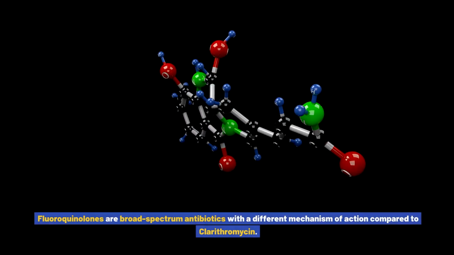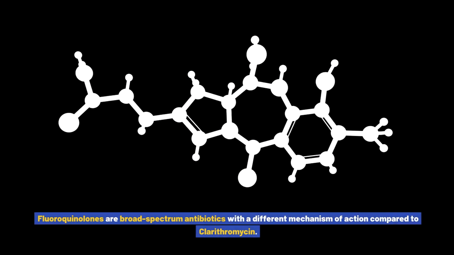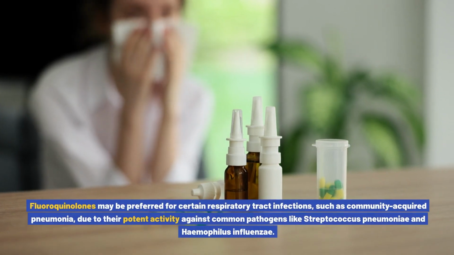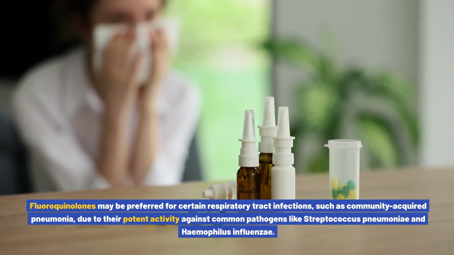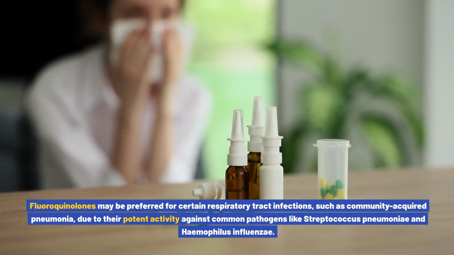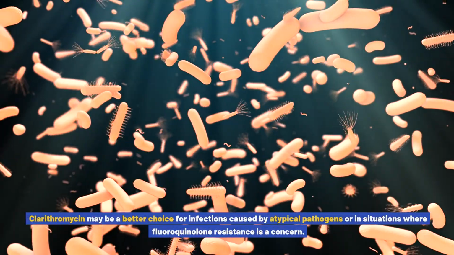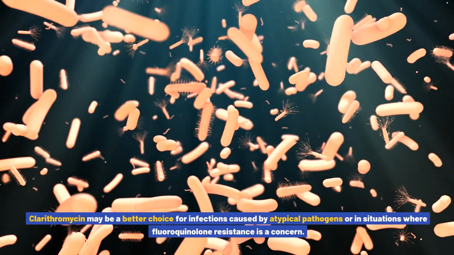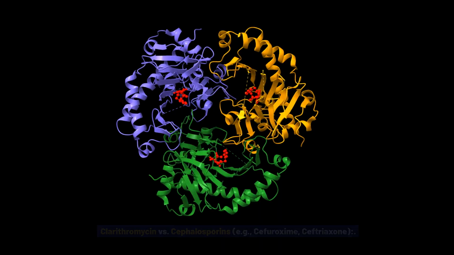Clarithromycin versus fluoroquinolones, e.g., ciprofloxacin, levofloxacin. Fluoroquinolones are broad-spectrum antibiotics with a different mechanism of action compared to clarithromycin. Fluoroquinolones may be preferred for certain respiratory tract infections, such as community-acquired pneumonia, due to their potent activity against common pathogens like Streptococcus pneumoniae and Haemophilus influenzae. Clarithromycin may be a better choice for infections caused by atypical pathogens or in situations where fluoroquinolone resistance is a concern.